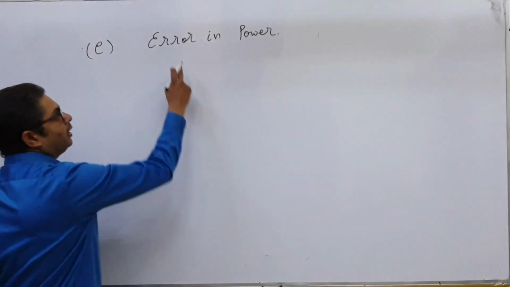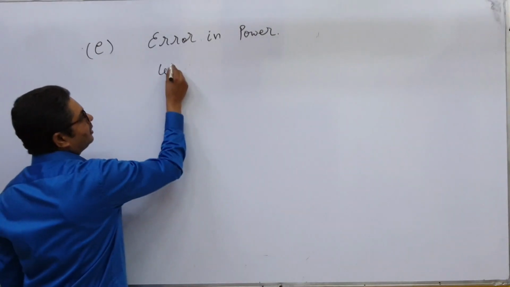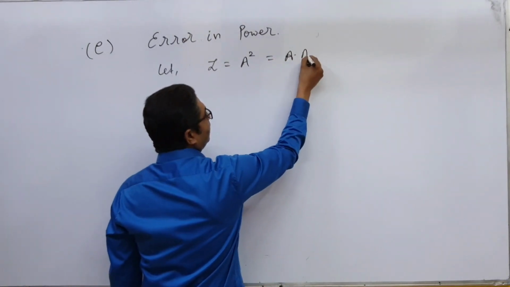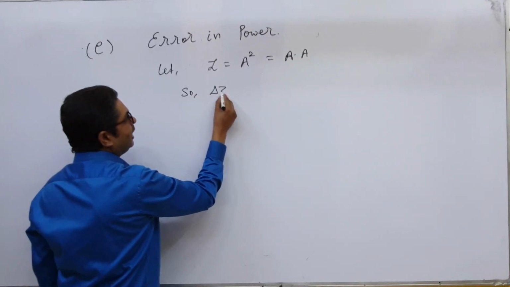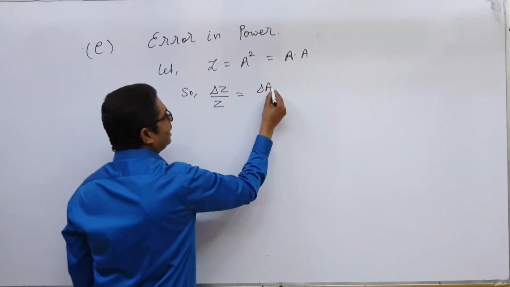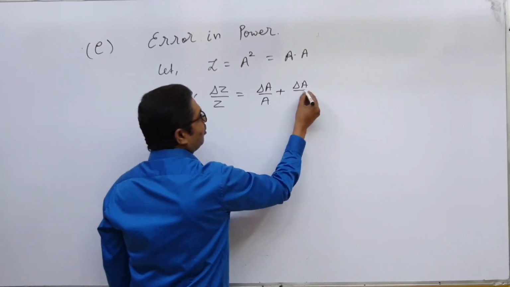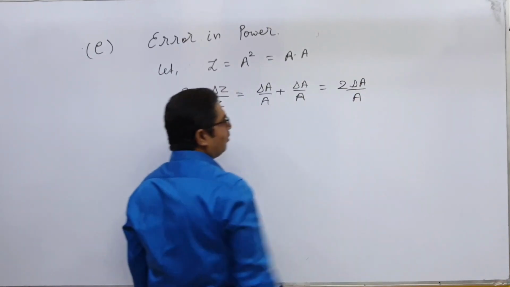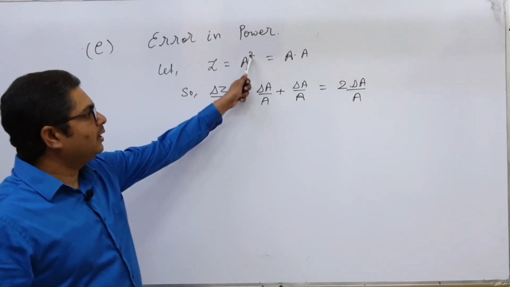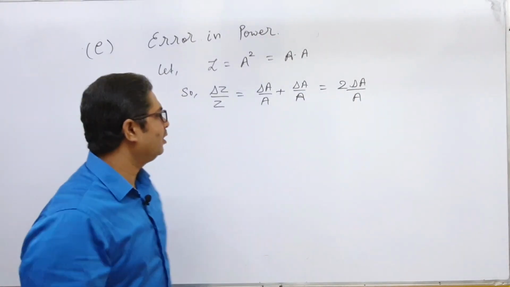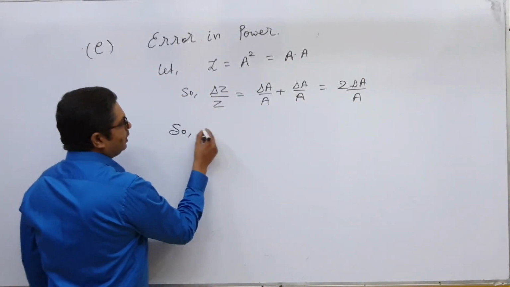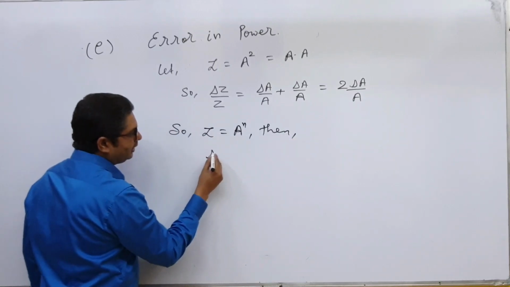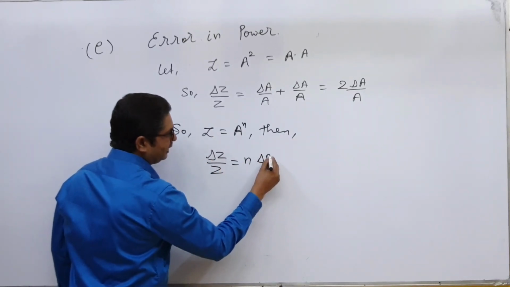Now the next is error in power. For this we write, let Z is equals to A square, then this means that this is A dot A. So you can write delta Z upon Z is equals to delta A upon A plus delta A upon A. These two are the same quantity, so they add up and it comes 2 delta A upon A. So you are saying that if the power is 2, then this 2 comes as the coefficient of delta A by A. So we can write, Z is equals to A to the power n, then delta Z by Z is equals to n delta A upon A.